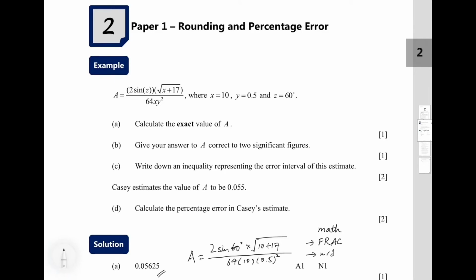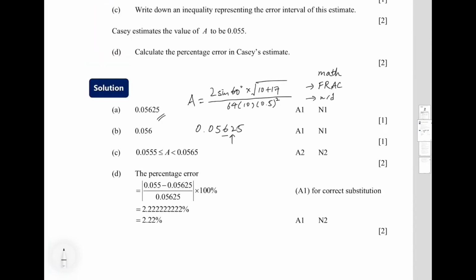In part B, we are going to correct this number to two significant figures. Firstly, we consider the position of the second significant figure. We have to remember that we cannot consider the first few zeros to be any significant figure. We start counting from the first non-zero digit, which is 5. So 5 is the first significant figure. That means the next digit, 6, will be the second significant figure.